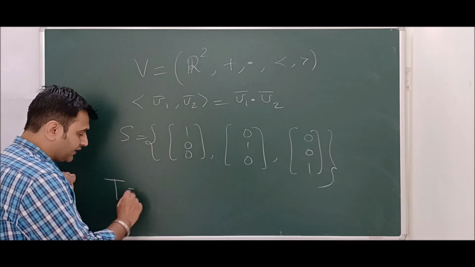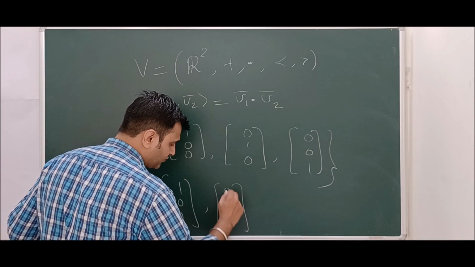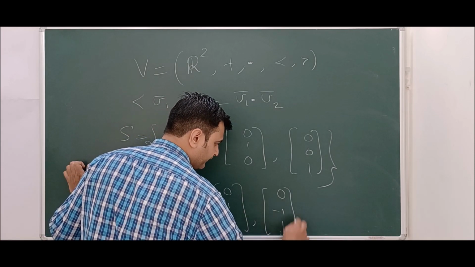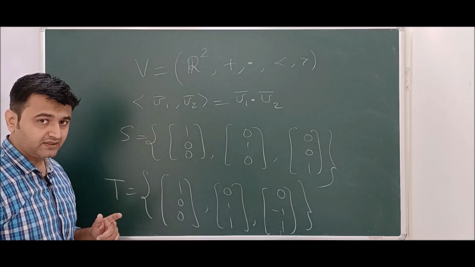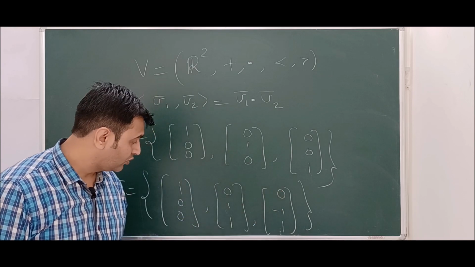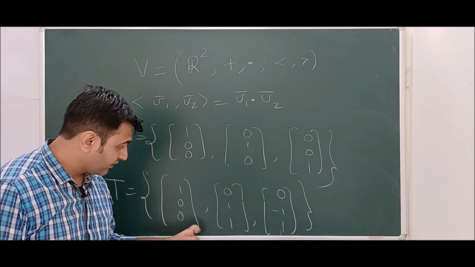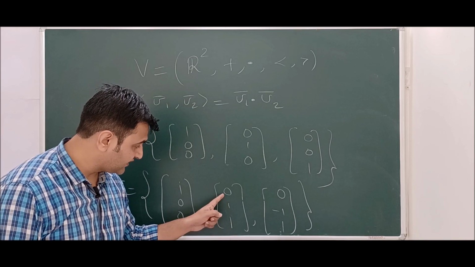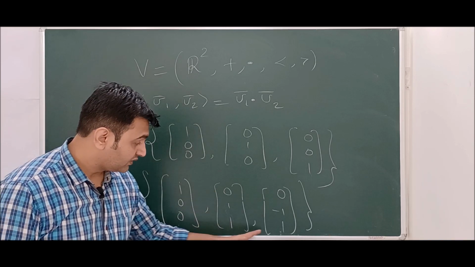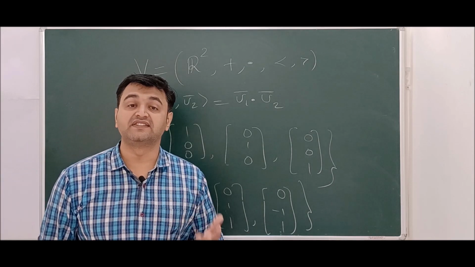Okay. If I take T to be 1 0 0, then here 0 1 1, and let me take 0 minus 1 1. Is this an orthonormal set? Let's see. The dot product of first and second is 0, first and third is 0, second and third is 0. The length of the first vector is 1. But what is the length of the second vector? Square root of 0 square plus 1 square plus 1 square, which is root of 2. This also root of 2. So this is an orthogonal set, but it is not an orthonormal set.